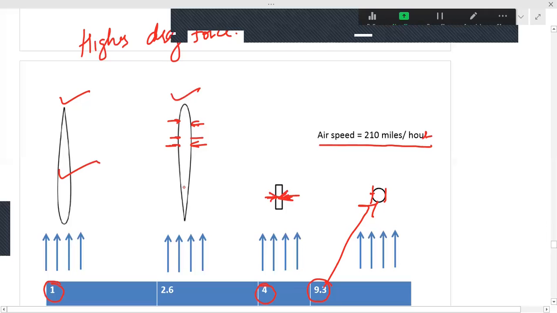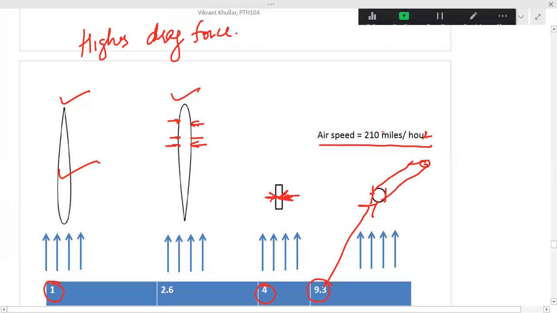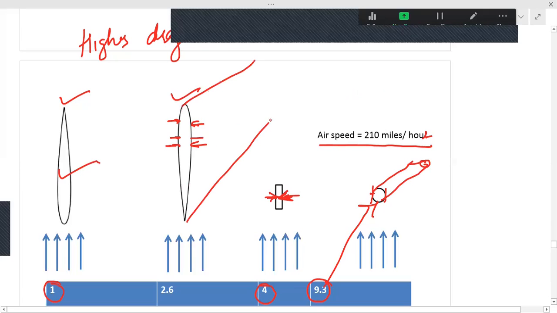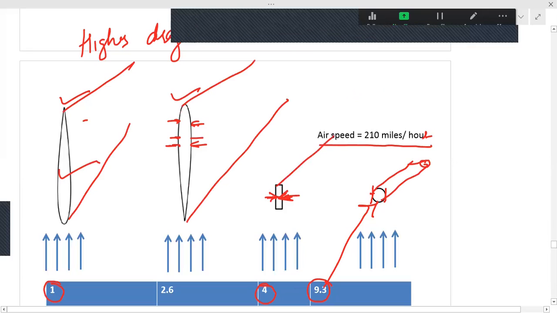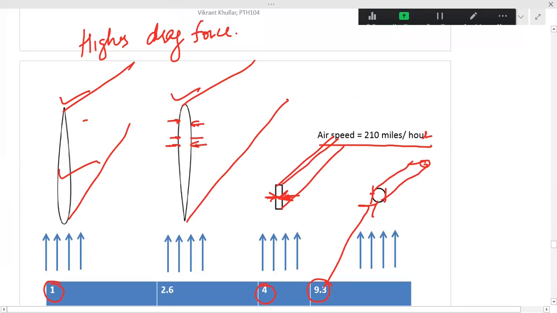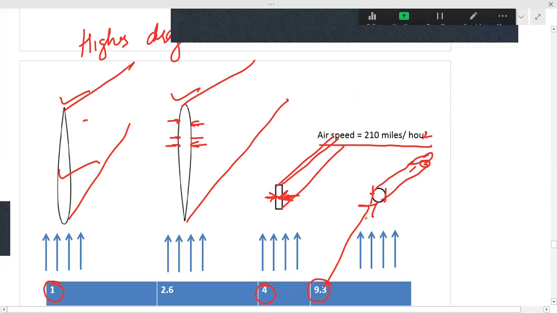Spherical, sir, how 9.3? This is not spherical, this is say a cylinder. Okay, so what is happening is, these are also 2 dimensions. So this aerofoil may be like this, and this rectangle may also be like this. So these are just the front views of the objects.